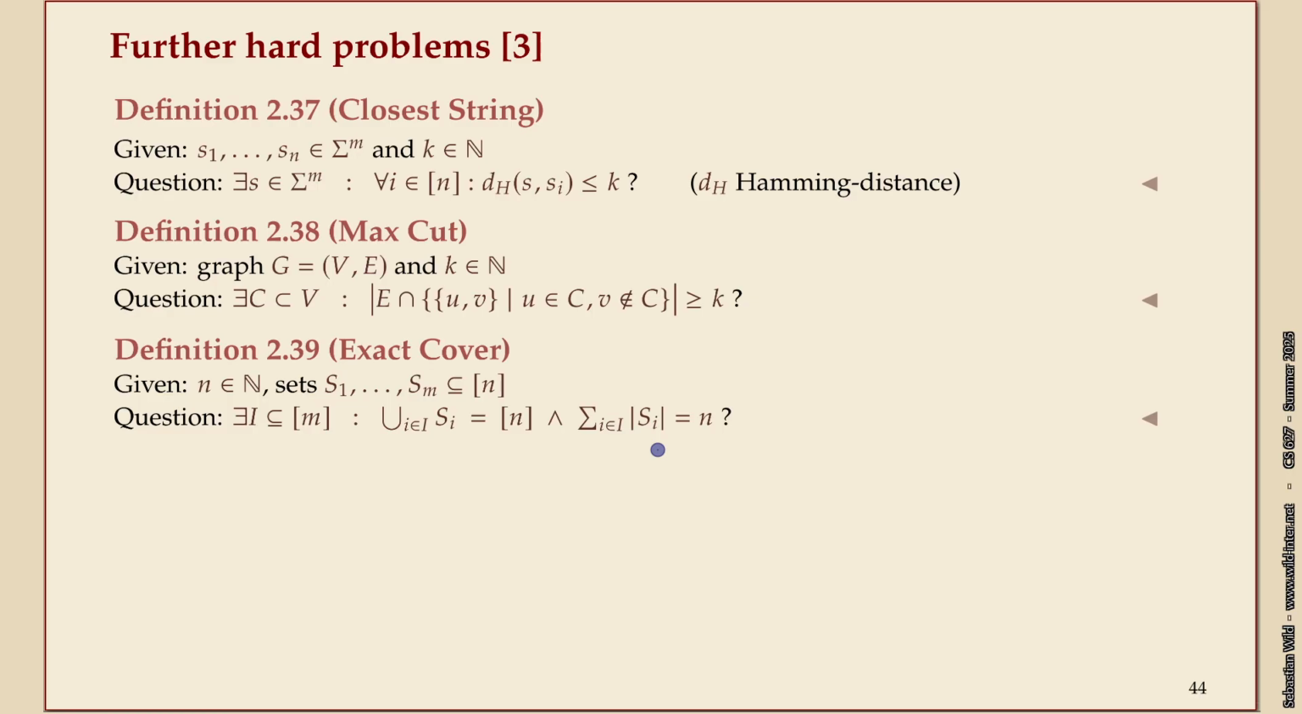How is Hamiltonian cycle different from traveling salesman?